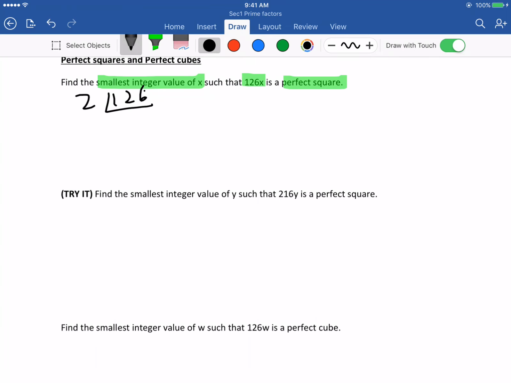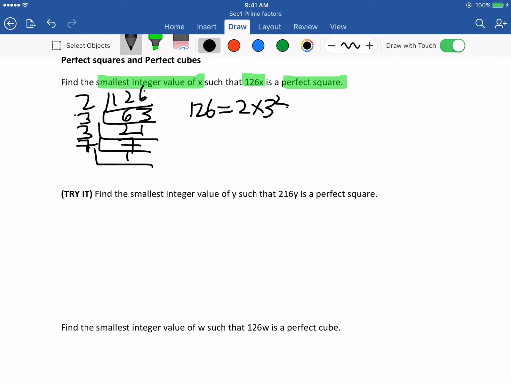So it becomes 2, becomes 63. Divide by 3, it gives you 21. Divide by another 3, it gives you 7. Divide by 7, it gives you what? 1. So means what? 126 is actually equal to 2 times 3 squared times 7.